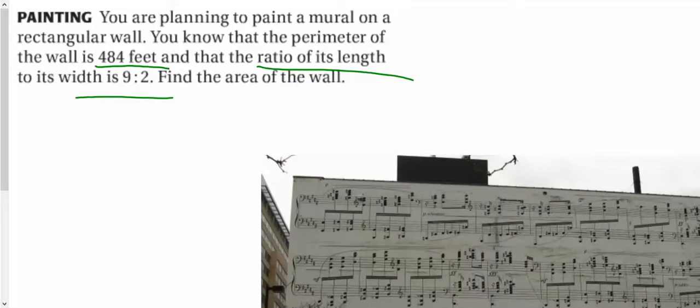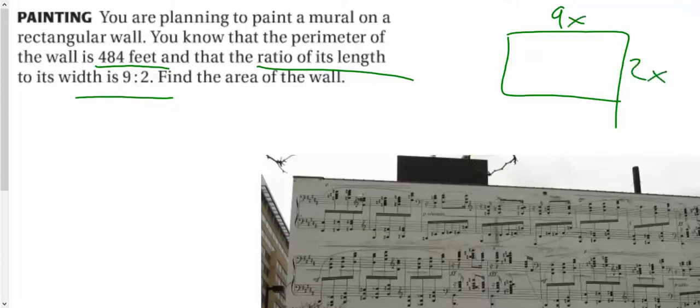Find the area of the wall. So basically, you have this rectangle, and the ratio is 9 to 2. There's tons and tons of these problems where they give you the ratio of the length to width. So we're going to call this 9x, and we're going to call that 2x because it's a 9 to 2 ratio. This here will be 2x, this here will be 9x, and so we're dealing with the perimeter.